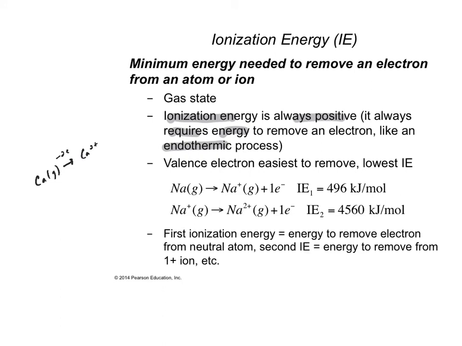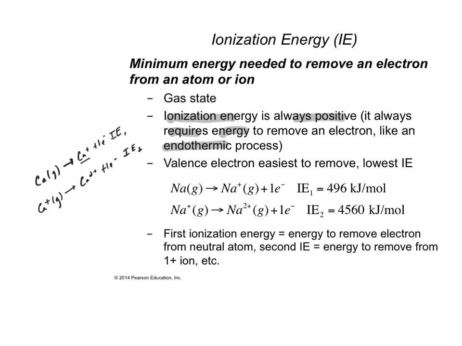Instead, we would have our normal calcium losing 1 electron first. So this would be calcium plus 1 electron, and that would have its own ionization energy. That would be called ionization energy number 1. And then in the second step, we would take this calcium plus ion and take an electron away from it to form calcium 2 plus, and this would be called the second ionization energy, okay?